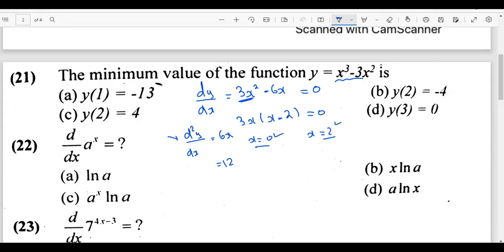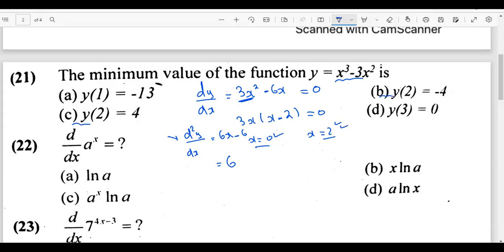The second derivative would be 6x minus 6. So now when we plug in 0, that is going to give me -6. And when I plug in 2, I am going to get 6. Excellent. So that is why the answer could be C or it could be B.